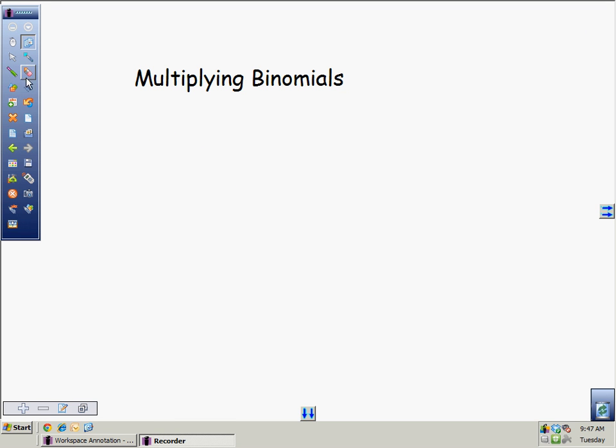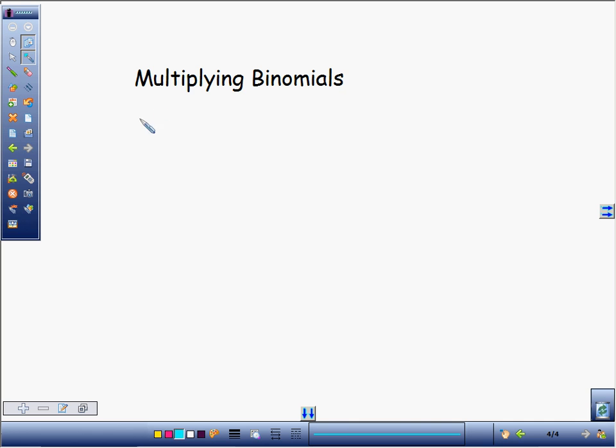Learn about multiplying binomials. If you have two numbers that look like this, 2x plus 3 times, for instance, x minus 5, these are called binomials. Remember that? Because there are two terms, and you're going to multiply them together. There are a few different ways to do this.